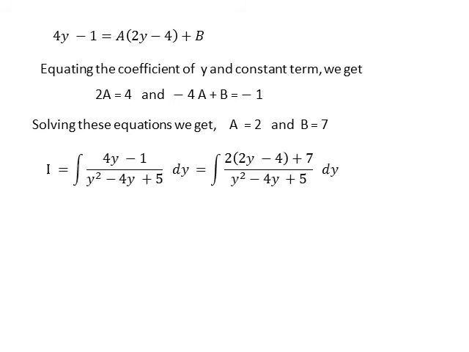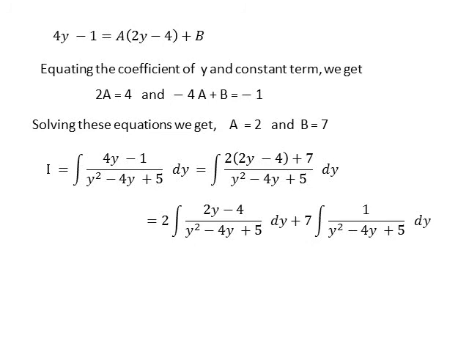In the integrand, write 4y − 1 equals to 2 multiply (2y − 4) plus 7 as shown. In next step, express this integral I as sum of two integrals as shown. Denote these integrals by I1 and I2 respectively. We get I equals to 2 multiply I1 plus 7 multiply I2, marked it number 1.